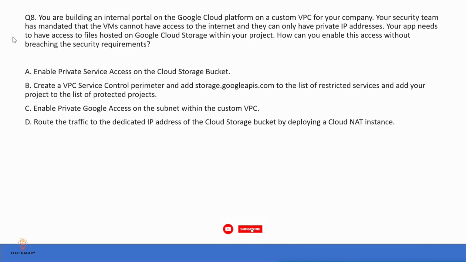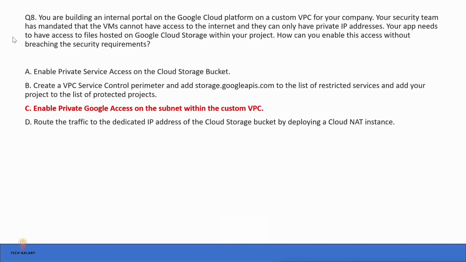Enable private Google access on the subnet within the custom VPC. This option is correct because enabling private Google access on the subnet within the custom VPC allows VM instances in the VPC to access Google APIs and services such as Cloud Storage using internal IP addresses. So, this ensures that the application running on Compute Engine VM instances can access the file hosted in the Cloud Storage bucket without requiring external internet connectivity. So, option C is correct.